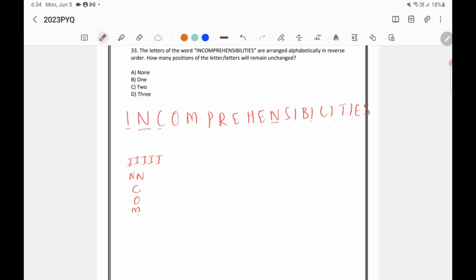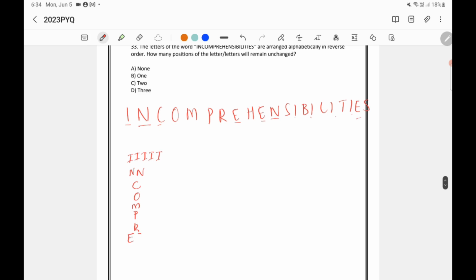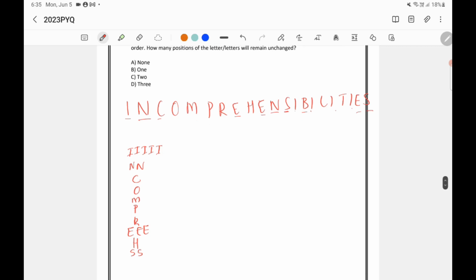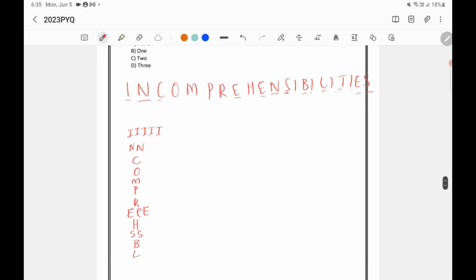Similarly, M is 1, P is 1, R is 1, then E is 1, 2 and 3 E's are there. So I am writing 3 E's. Okay. Then H is coming one time. Then S, right? S is coming 2 times. So S is there 2 times. Then I we have already taken. Then B is there. B will come only 1 time. Then L is there and T is there. All other letters we have written. So these are the different letters in this word.